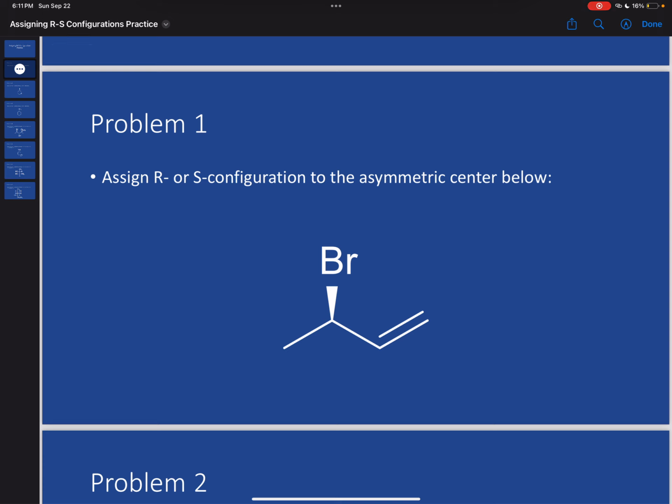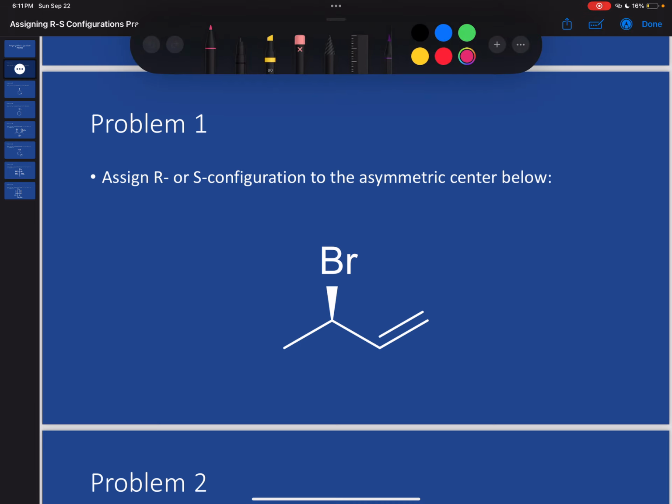I always tell my students that before you ever start assigning priorities, double check to make sure that the atom is actually asymmetric. If we look at this, we know that we have 3 hydrogens on this carbon here, so that will not be asymmetric. Here, we do have an asymmetric center, so we know that we have a hydrogen.